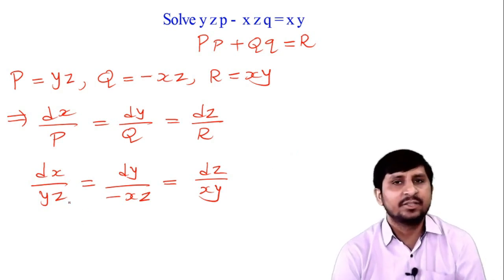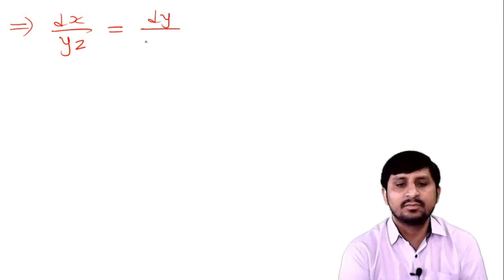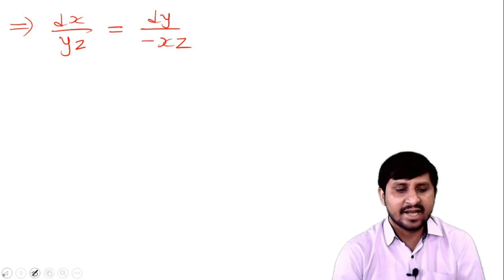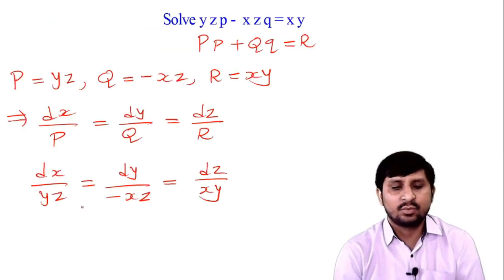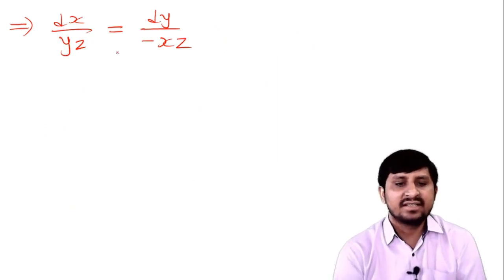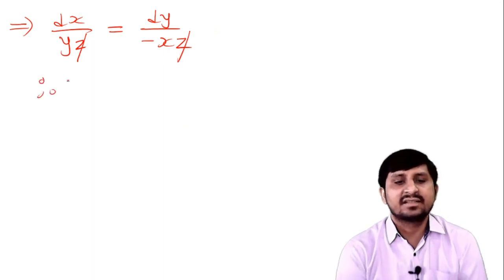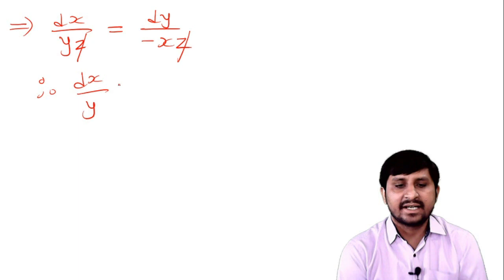Now you can compare any two equations. I just compare the first two equations: dx upon yz is equal to dy upon minus xz. Am I right? In the denominator we have yz and minus xz. Correct. Now you can see that first of all z can be cancelled out from both sides. So now we have dx upon y equal to dy upon minus x.